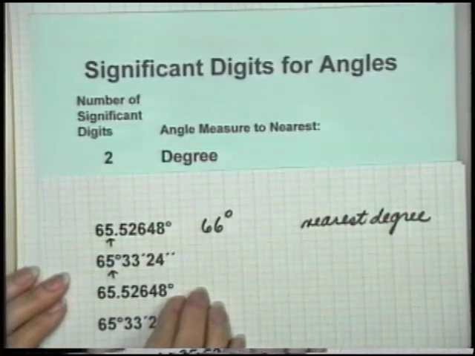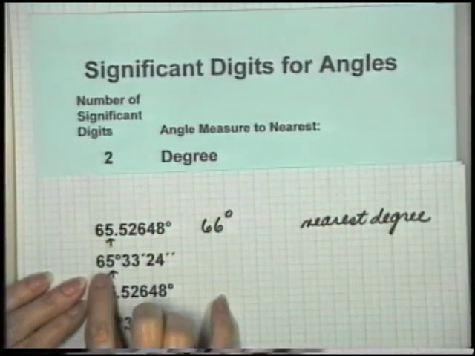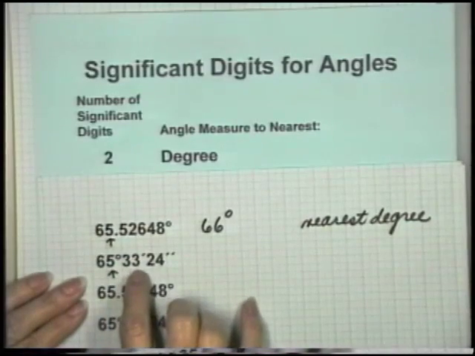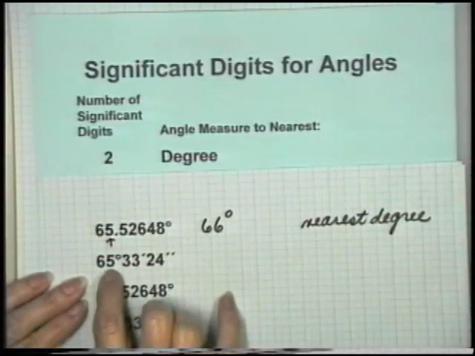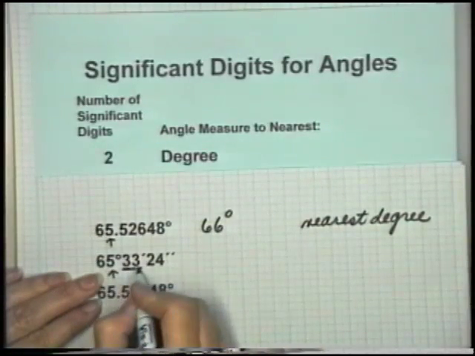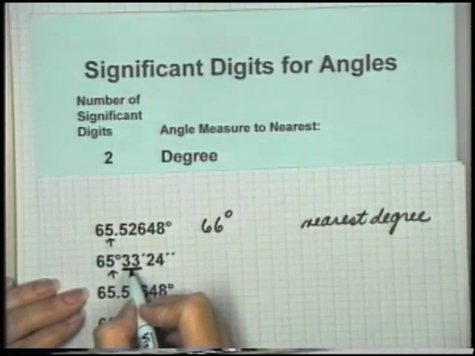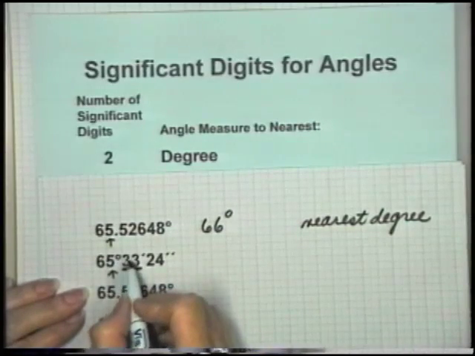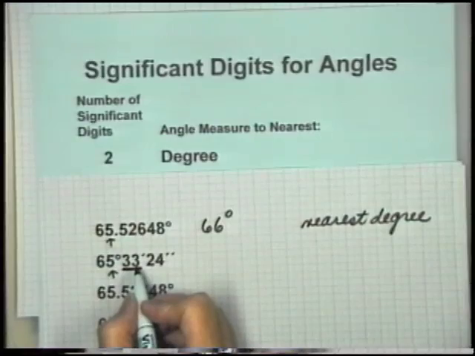Now, what if you're looking at the measurement of an angle and it's given to you as 65 degrees, 33 minutes, and 24 seconds? Well, if you want to round to the nearest degree, what you have to do is look right here. Anything that was greater than half of a degree would tell you to round up, and if it was less than half a degree, you would round down.